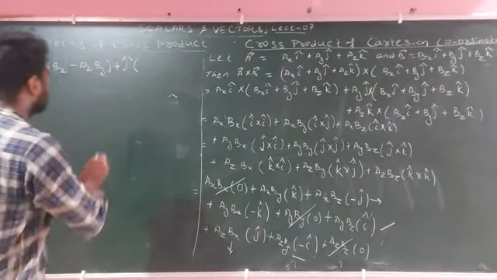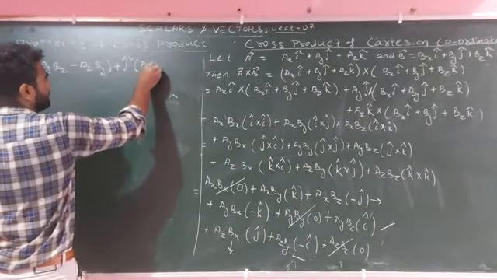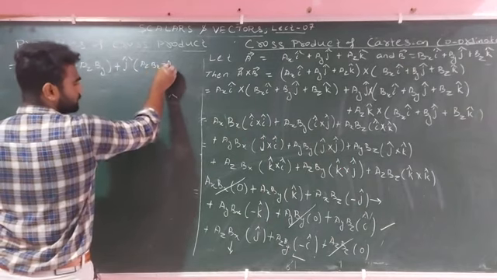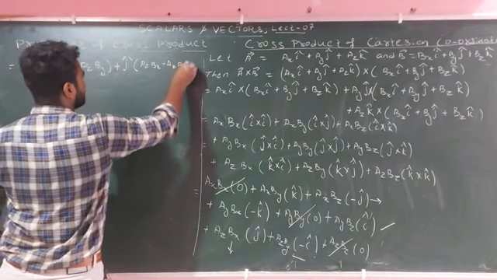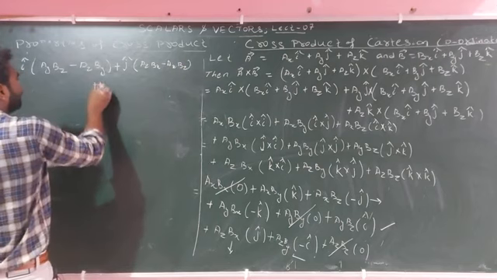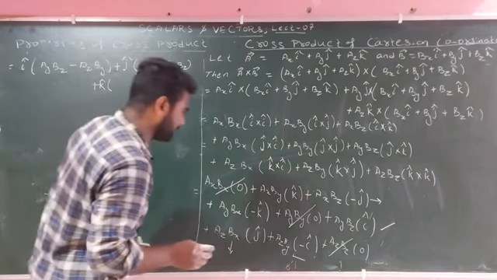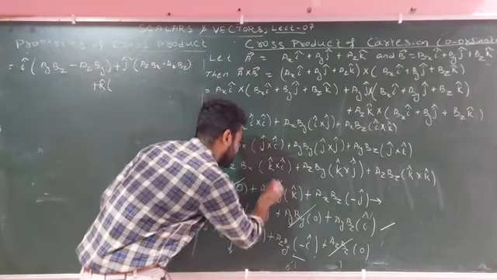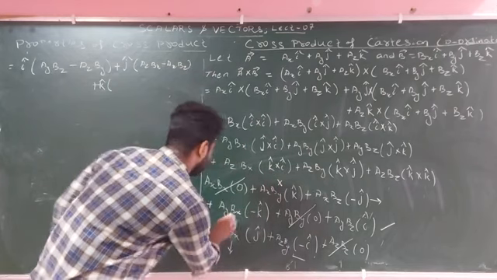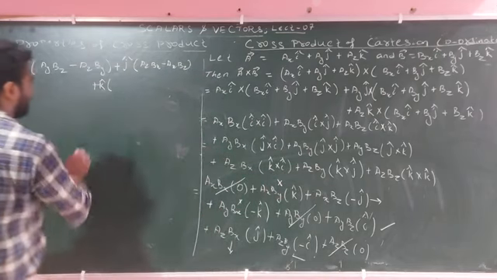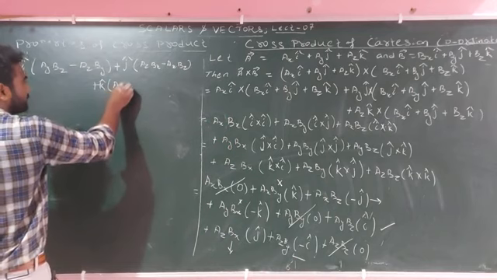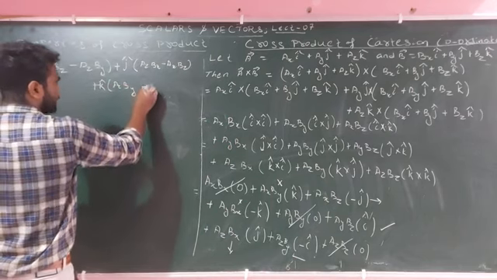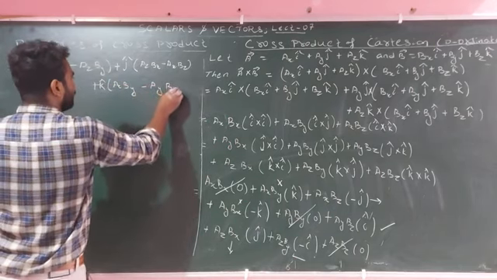So we have az bx minus ax bz, and taking common k cap we have ax by minus ay bx.